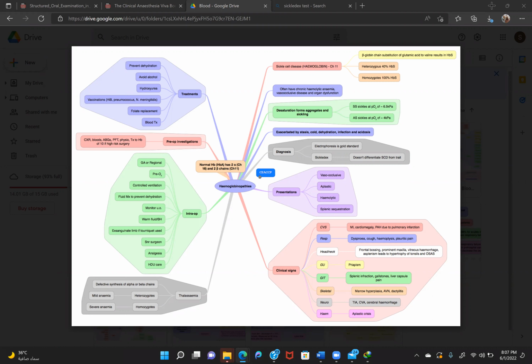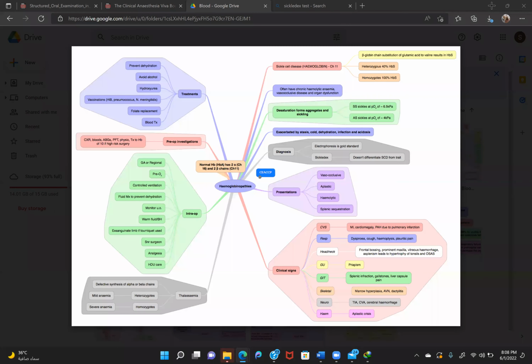Remember one thing, this is the basic theory to understand any topic: there will be some things related to the basic pathology, something related to the complications, and something related to the treatment. In the majority of cases, there will be something related to the treatment, so you should be thinking about it. This also leads to hypertrophy of tonsils and obstructive sleep apnea syndrome.